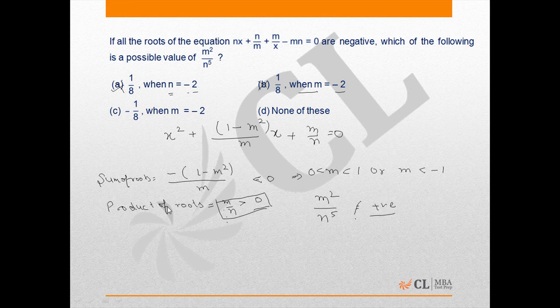Now the third part, when we are trying for minus 1 by 8 and m equals to minus 2. So if m is minus 2 and on solving this, m square by n5 will be minus 1 by 8. The value of n turns out to be minus 2. But if we fill the value of n as minus 2 over here in the equation and m minus 2, the discriminant of the equation will turn out less than 0. So this is again not a possible case, otherwise the roots will be imaginary. So this is not a possible answer. So the answer for this is D option.